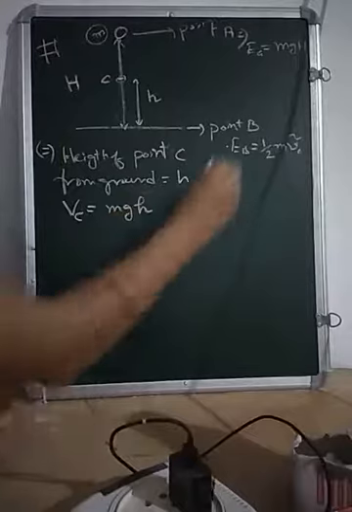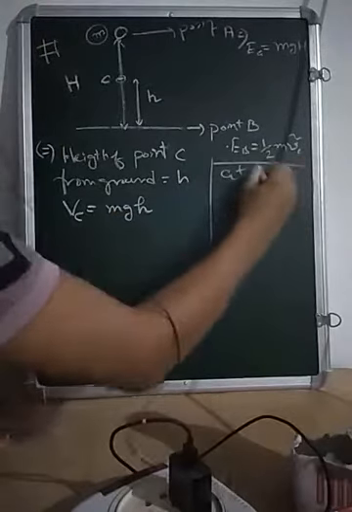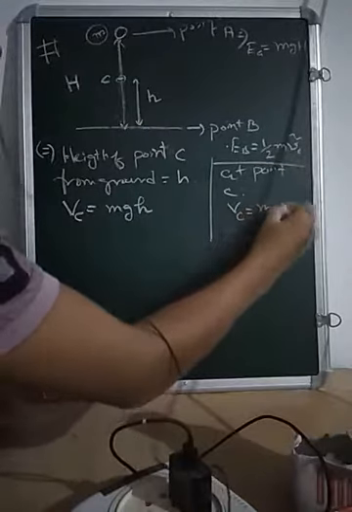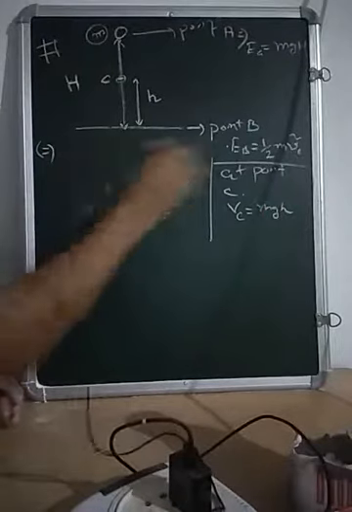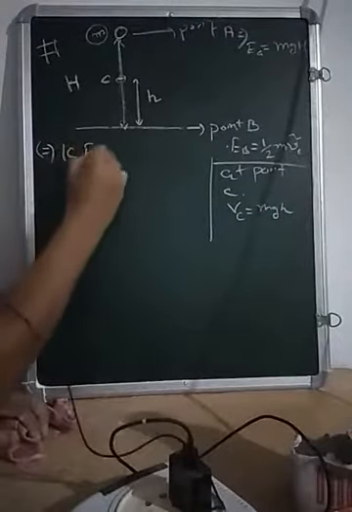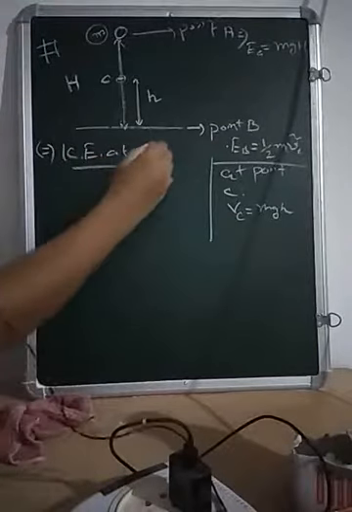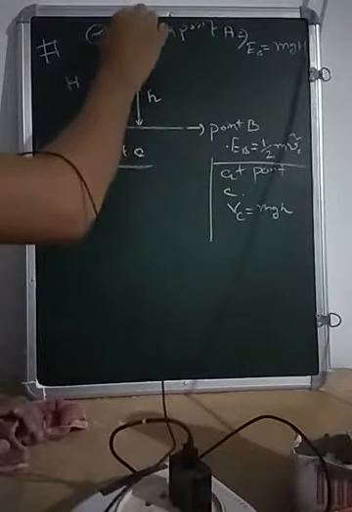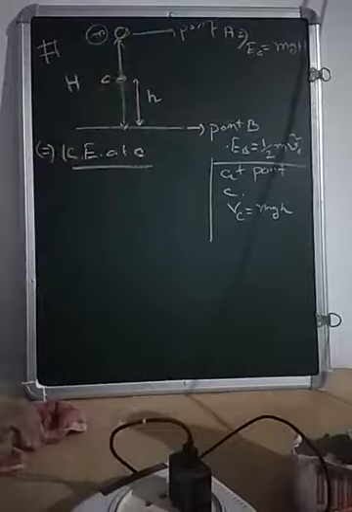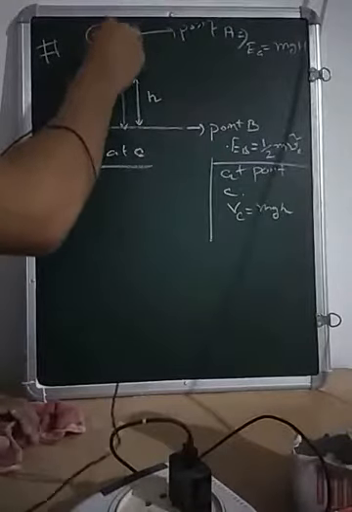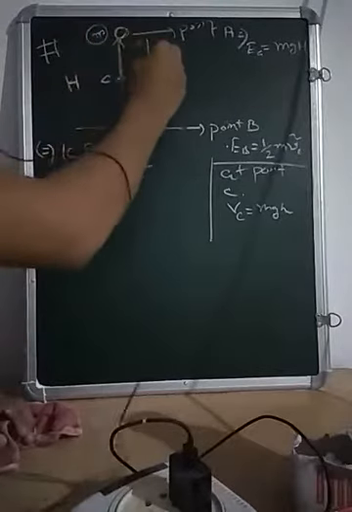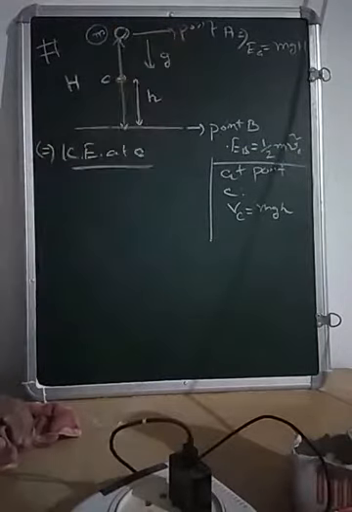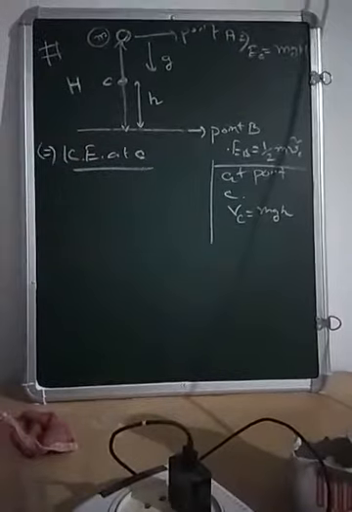So at point C, the potential energy is mgh. Now you calculate the kinetic energy at C. When you release the object from point A, it will acquire some velocity as it goes down. The acceleration of this free fall is g, called the acceleration due to gravity.